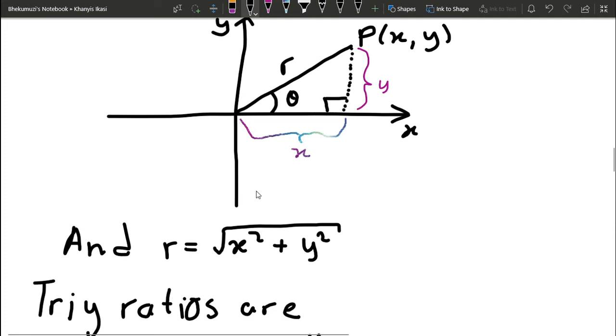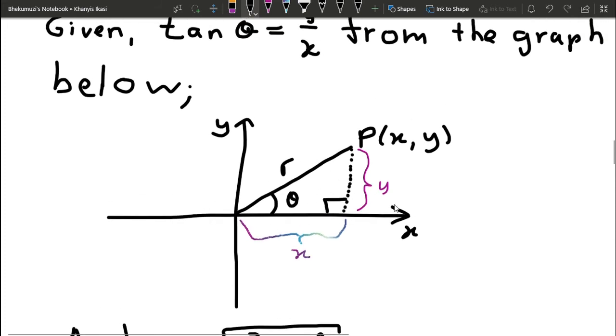But another thing that we need to note is that this r is equal to the square root of x squared plus y squared. Why? Remember now, this is a right angle triangle, and a right angle triangle is associated with what?